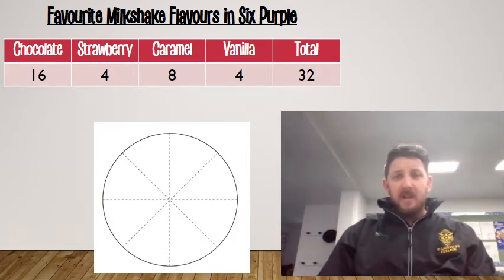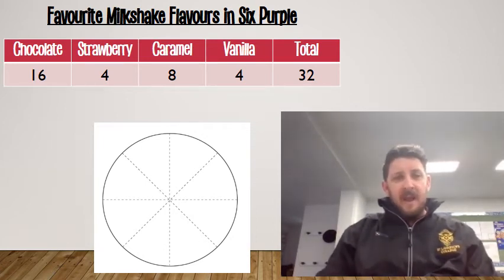Now when we're looking at pie charts to start with, normally if we're going to be drawing them, we're given a couple of different bits of information. We normally get given a data table, which you can see there, on a particular topic. Our topic today is favourite milkshake flavours in 6 purple.